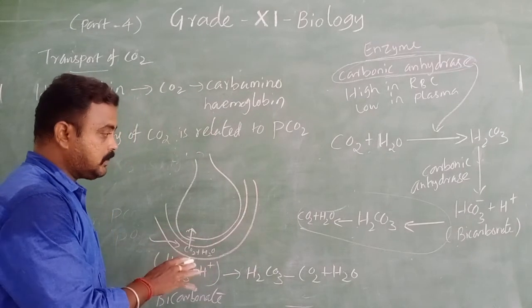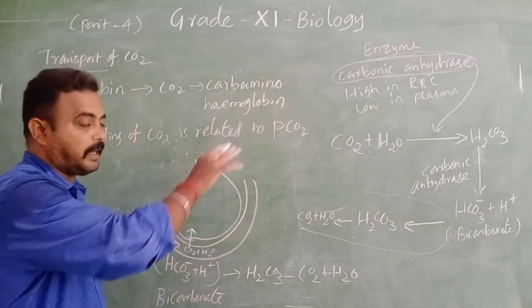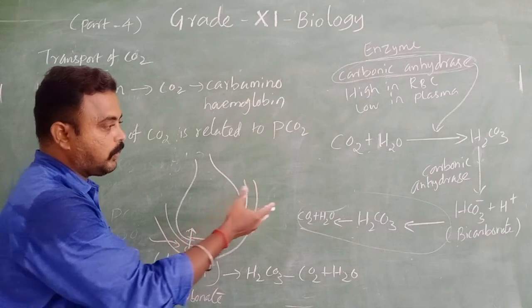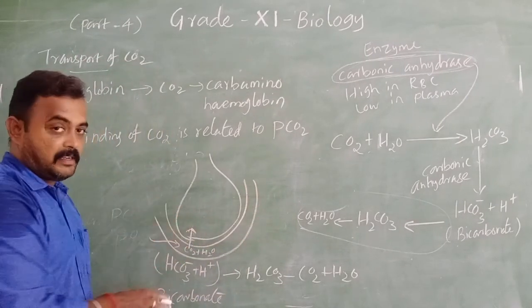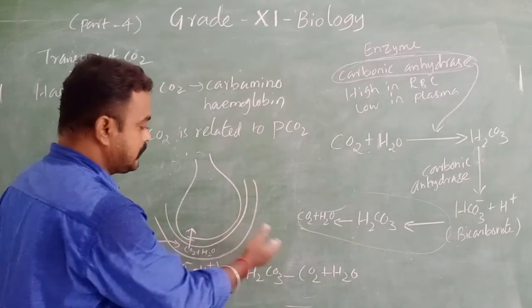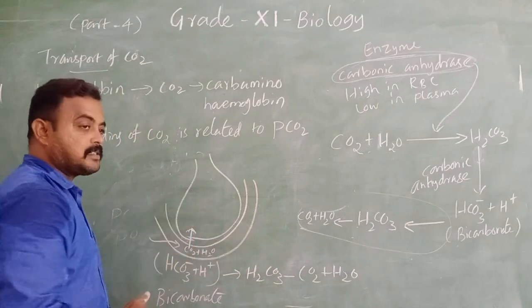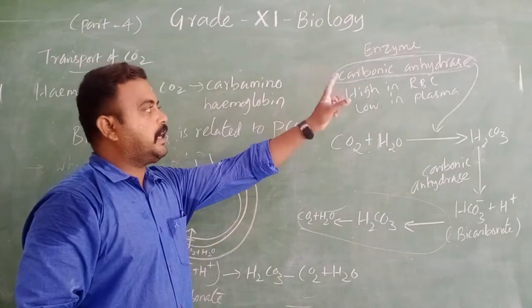Actually, all these things happen in the RBC, because only in the RBC do we have carbonic anhydrase. It converts carbon dioxide into bicarbonate. Then it is carried in the blood. Then near the alveoli, again it is changed into carbon dioxide plus water, and released into the alveoli. All of this is done by carbonic anhydrase.